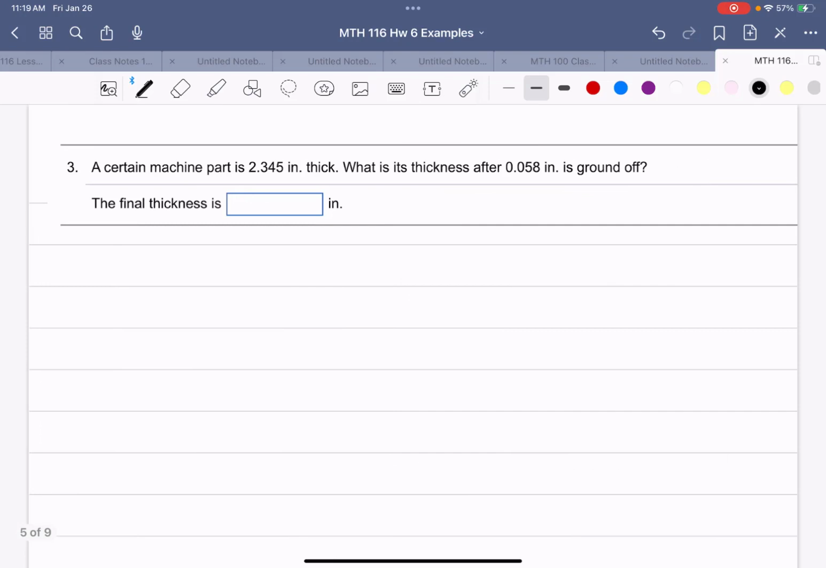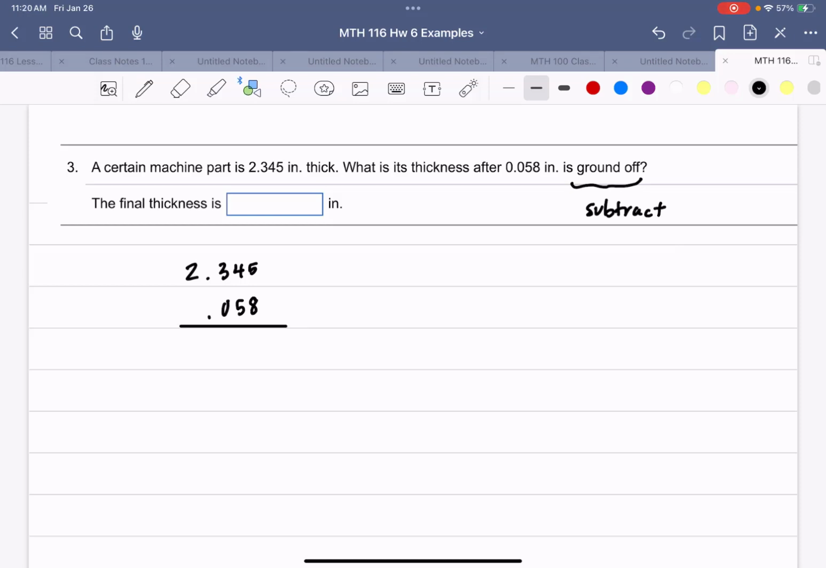Example 3. A certain machine part is 2.345 inches thick. What is its thickness after 0.058 is ground off? So this is telling us we're taking off, taking away. We're going to subtract 2.345 minus 0.058. We're going to line up our decimal points.